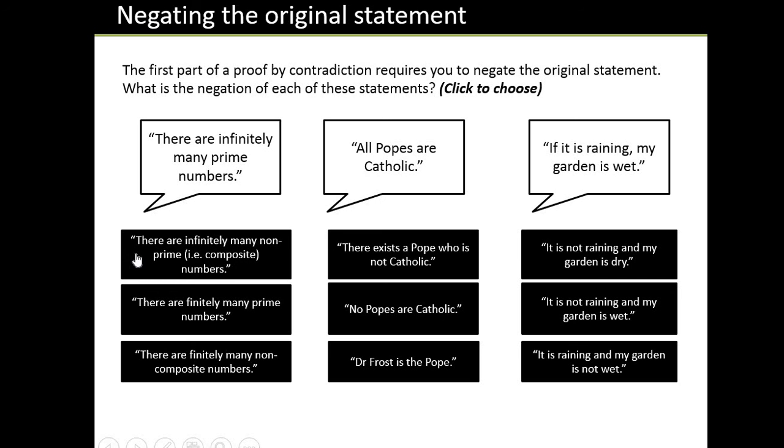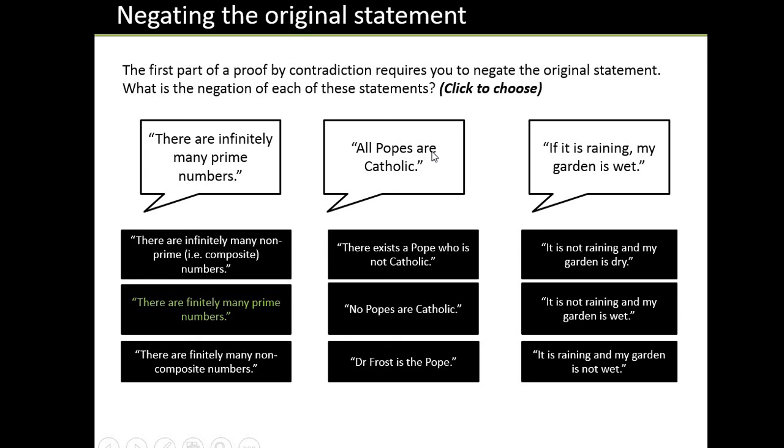There are infinitely many non-prime numbers. There are finitely many prime numbers. That means we get to a particular prime, a really large prime, and there aren't any more prime numbers bigger than that. There are finitely many non-composite numbers. Okay, so hopefully the negation you've spotted is this second one. So if I want to find the contradiction of infinitely many primes, I'm going to contradict that with there are finitely many primes.